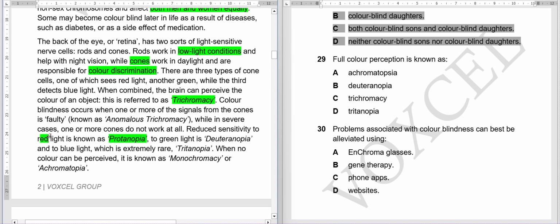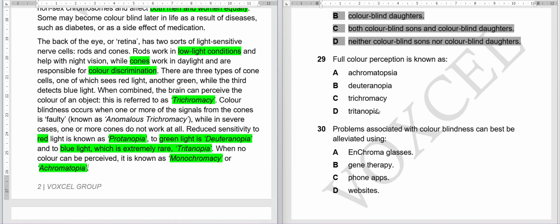If a person is sensitive to red color, they cannot differentiate between red colors. This is the thing called this. For green color it is called this, and blue light is called this. When no color can be perceived, it is called monochromacy or achromatopsia. All right then. So they have given us how the eye works, what the parts of the eyes that work for color discrimination are, and what the diseases of different colors are called.